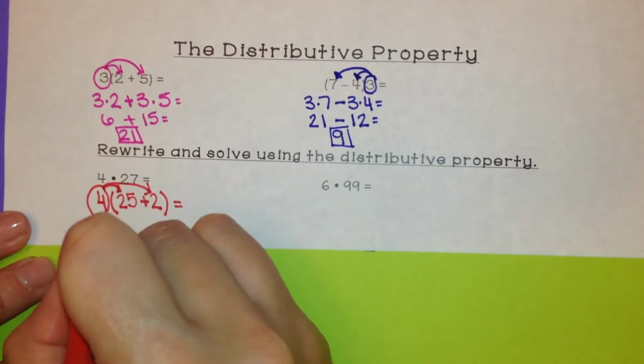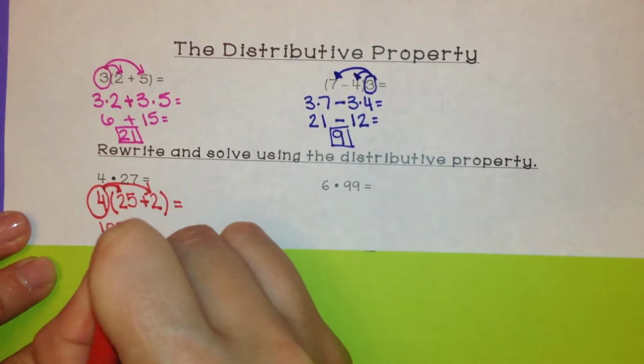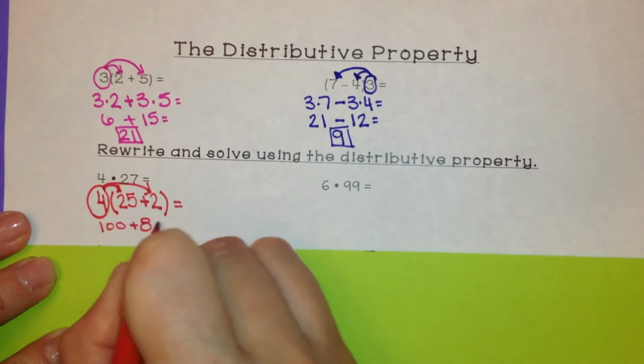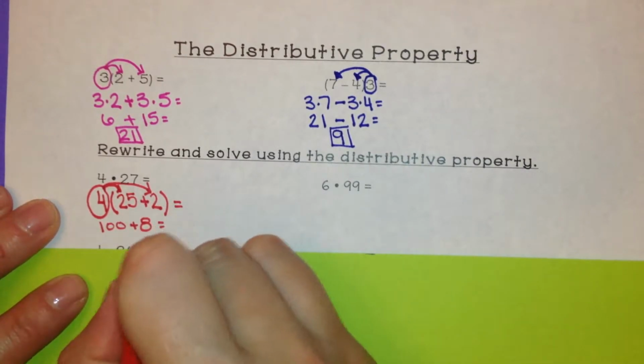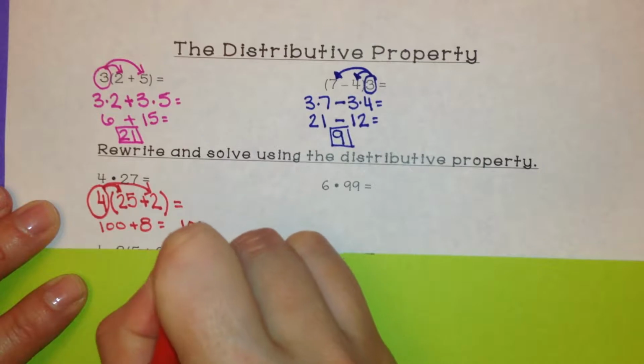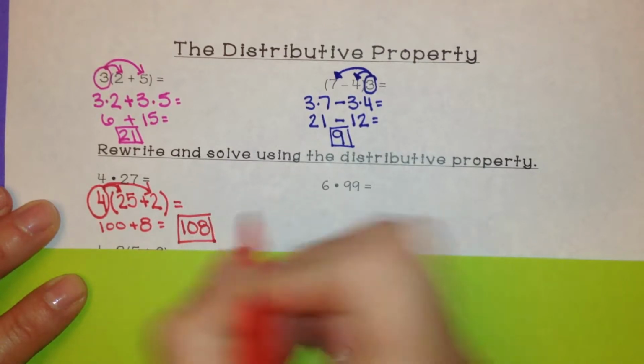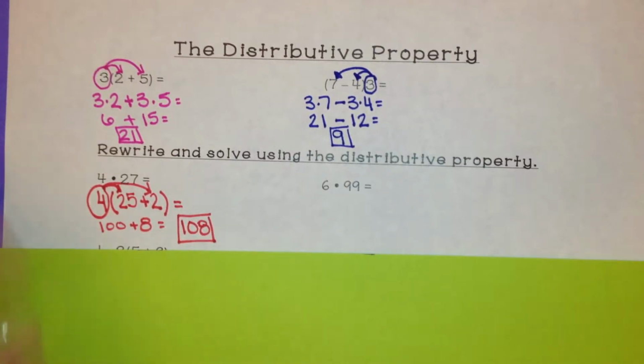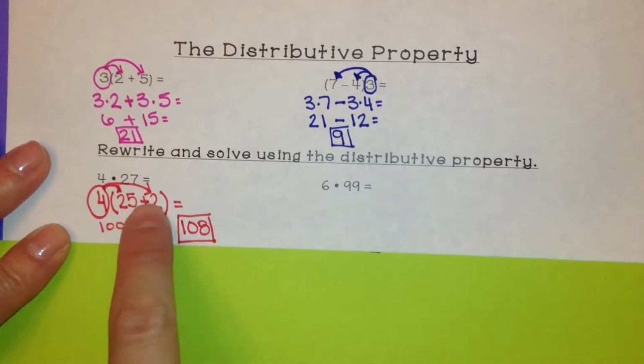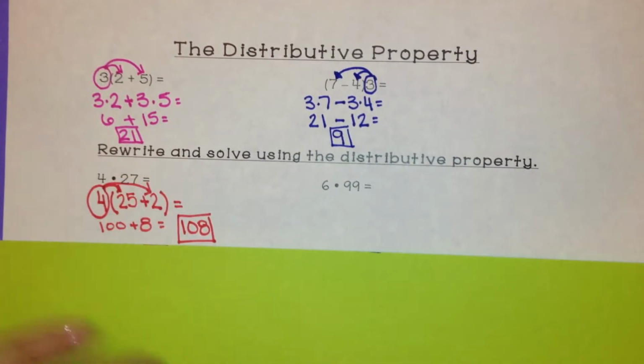4 times 25 is 100. Bring down that plus. 4 times 2 is 8. And then I have 108. Okay, so that was an example of when I added 2 numbers together to get my larger term.